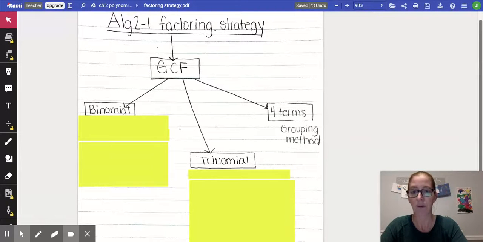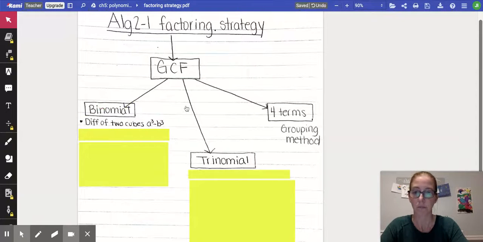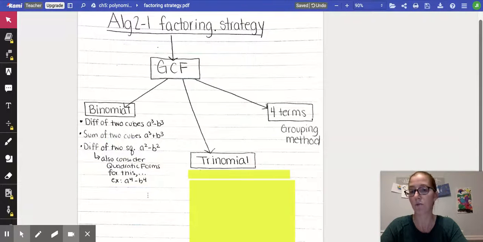If you have a binomial, so 2 terms, you're going to be using either a difference of 2 cubes formula, so see if you have perfect cubes, things that can be raised to the 3rd power, and it would either be a difference of 2 cubes or maybe a sum of 2 cubes. So make sure you pay attention to whether you have a minus sign or a plus sign in the middle. Also falling into this category would be a difference of 2 squares. So see if you have something like a squared minus b squared. Remember that there's no such thing as a sum of 2 squares. Sum of 2 squares does not exist.